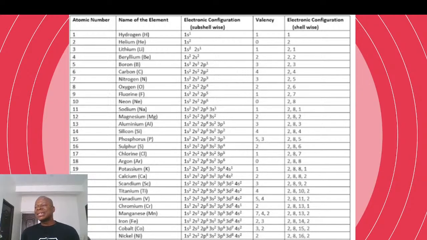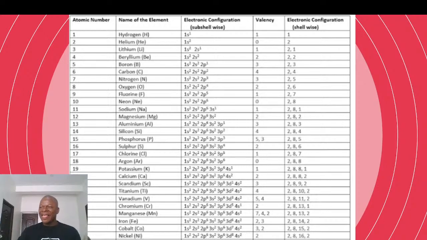Now, if you look at the electronic configuration of silicon, you get what you have on the screen: 1s2, 2s2, 2p6, 3s2, 3p2. If you add them up, 2 plus 2 is 4, plus 6 is 10, plus 2 is 12, and plus 2 again is 14. That is the atomic number of silicon. Have you seen how it is arranged?